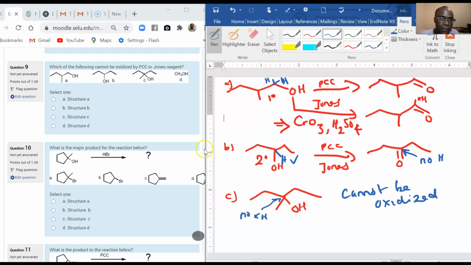Obviously D can be oxidized because there are three hydrogens on the same carbon as OH. So the answer here is C.